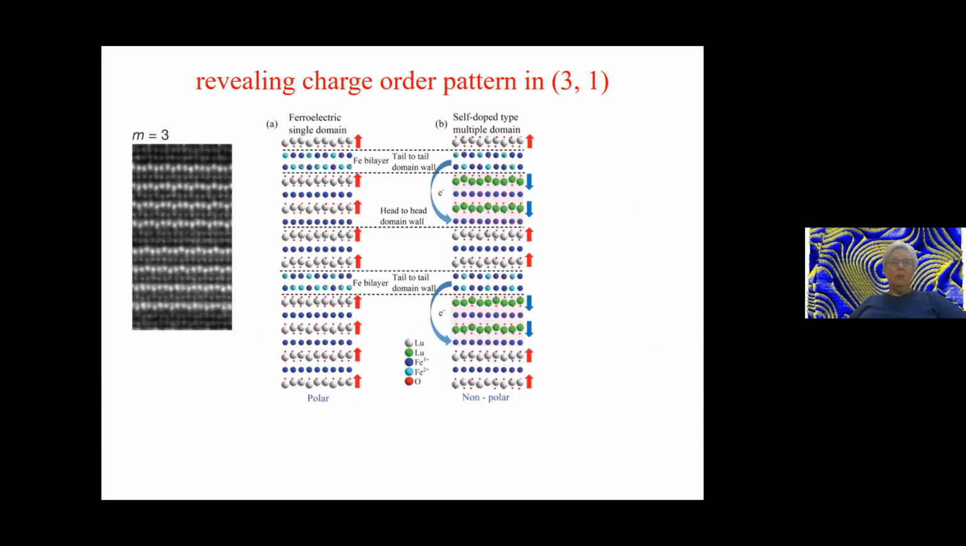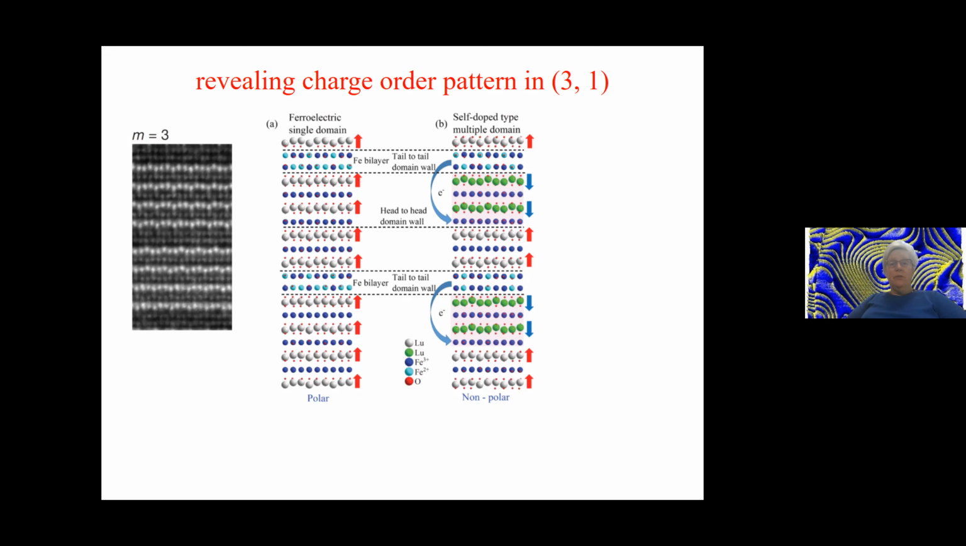The other thing we did with these materials was to unravel the charge ordering pattern. It turns out that theory can propose a lot of different charge orders for this type of material, especially in the 1-2-4 layer. But if you do the calculation, they're nearly isoenergetic.